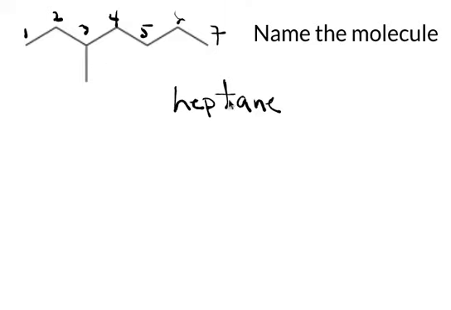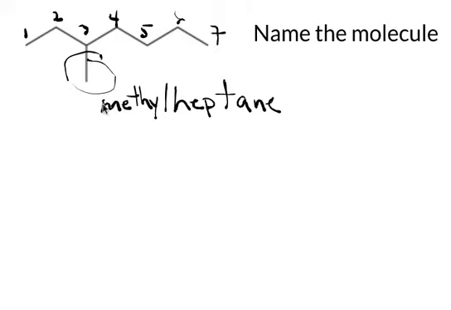Now, on this heptane molecule, we have a branch. And the branch is 1 carbon long. The branch is attached right here, and it's 1 carbon long. Because the branch is 1 carbon long, the prefix for that is meth. Because it's a branch, we call it methyl. So this is going to be methyl heptane. There's one more step though.